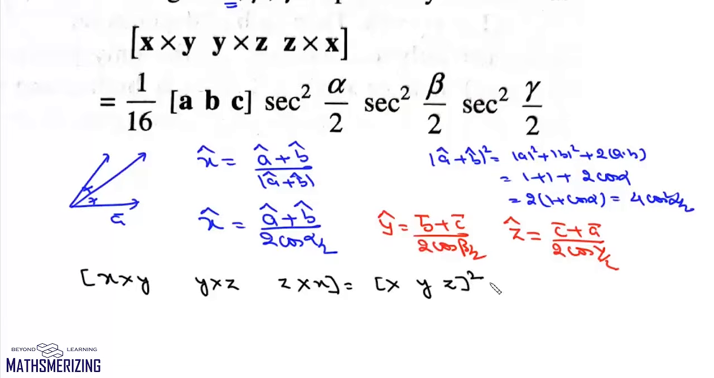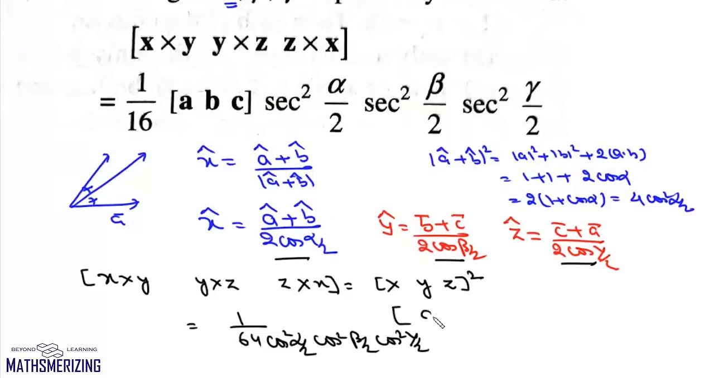Now we know that this box product is equal to the box product of X, Y, Z whole square. Now for the box product of XYZ, we'll take all these common, so it will be 1 by 4, 1 by 4, 1 by 4, and that will be 1 by 64, times cos square alpha by 2, cos square beta by 2 and cos square gamma by 2, and here it will be the box product of A plus B, B plus C and C plus A, whole square.